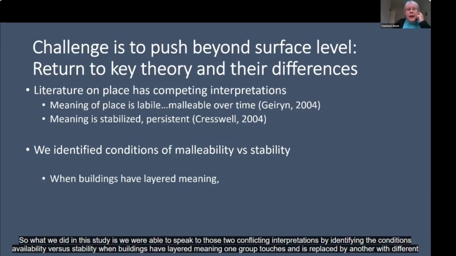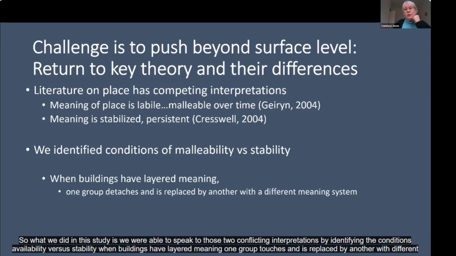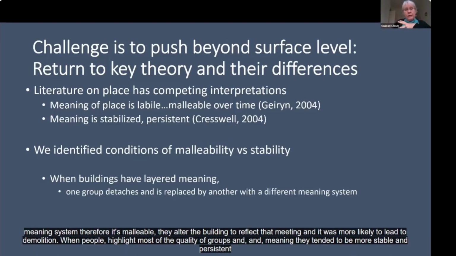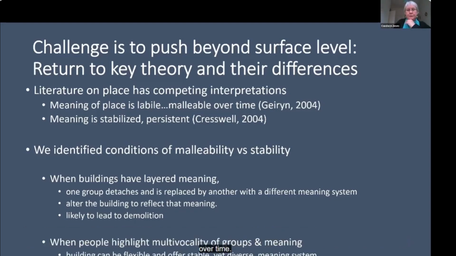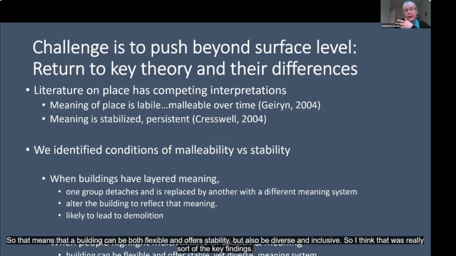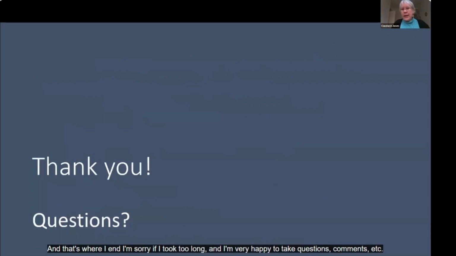When buildings have layered meaning, one group detaches and is replaced by another with a different meaning system, therefore it's malleable. They alter the building to reflect that meaning, and it was more likely to lead to demolition. When people highlight multivocality of groups and meaning, they tended to be more stable and persistent over time. So that means that a building can be both flexible and offer stability, but also be diverse and inclusive. So I think that was really the key findings. And that's where I end. I'm sorry if I took too long, and I'm very happy to take questions, comments, etc.